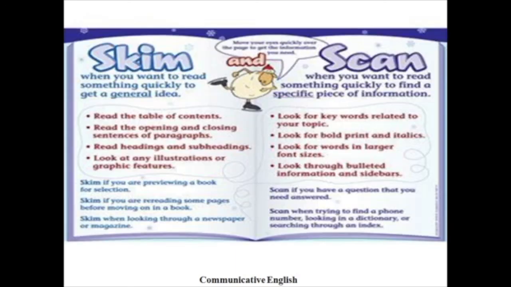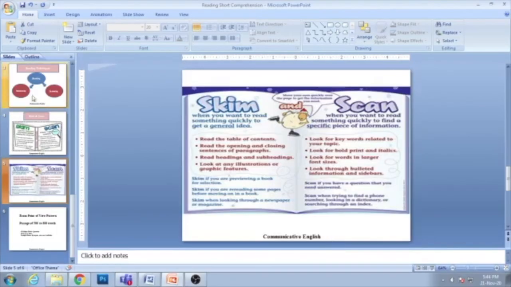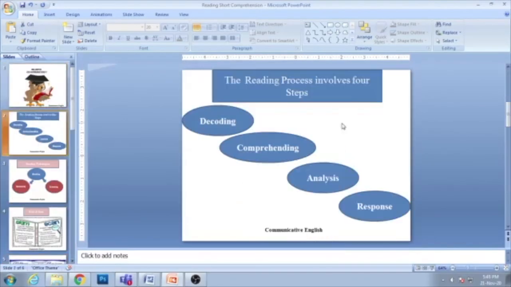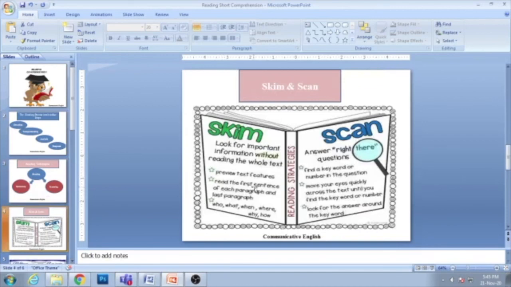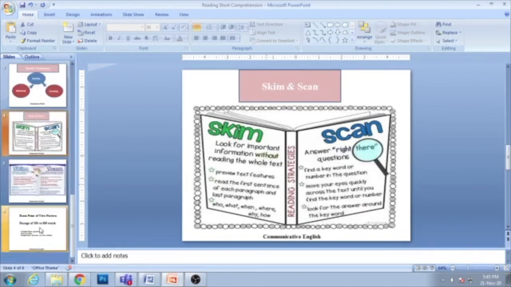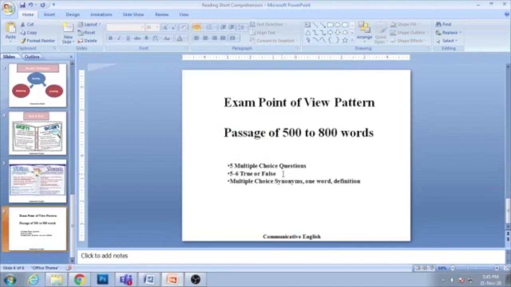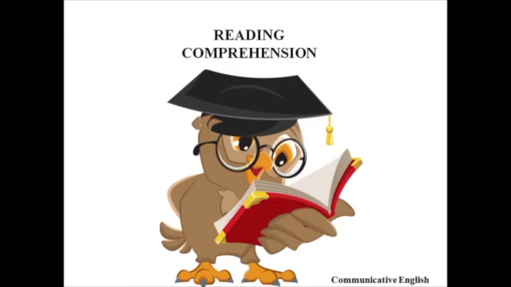A quick revise of what we saw right now. Okay, so the reading process involves 4 steps: decoding, comprehending, analysis, response. And the 2 major techniques of reading are skimming and scanning, and we saw in depth what is skimming and what is scanning. And a piece of advice is a lot of homework and a lot of practice is required. The more you practice, the more you can get acquainted with your reading skills, and this is very important, especially from the exam point of view, unless you manage your time well in your reading and understanding, and it comes only through practice.